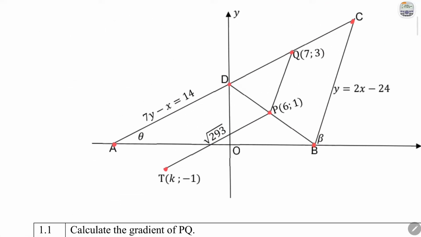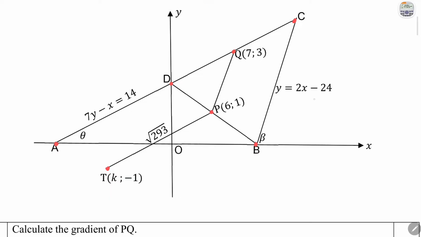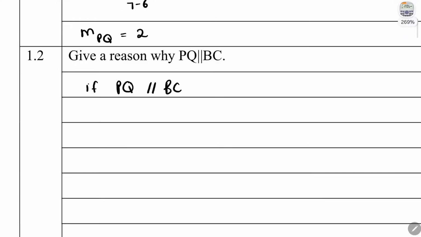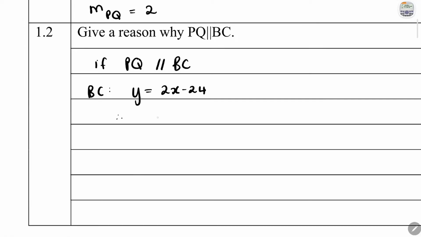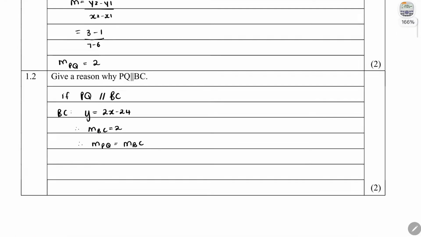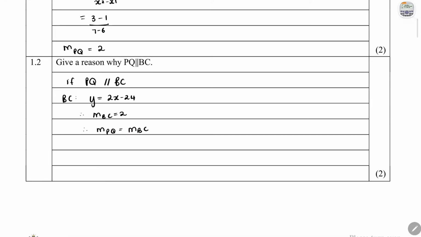Okay, so let's look at BC. We already have PQ, and the gradient of PQ is 2. So we can just show that BC's equation looks like this. It says y equals 2x minus 24. So we can see now that the gradient of BC is also equal to 2. Therefore, the gradient of PQ is equal to the gradient of BC. And that is our answer. That is the reason why they are parallel. Moving on to the next question.